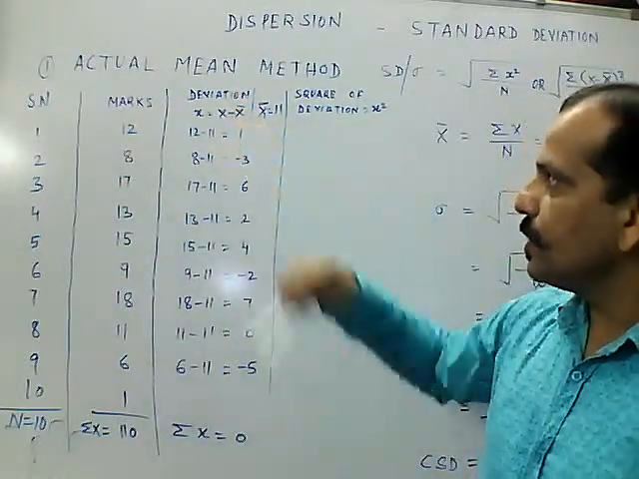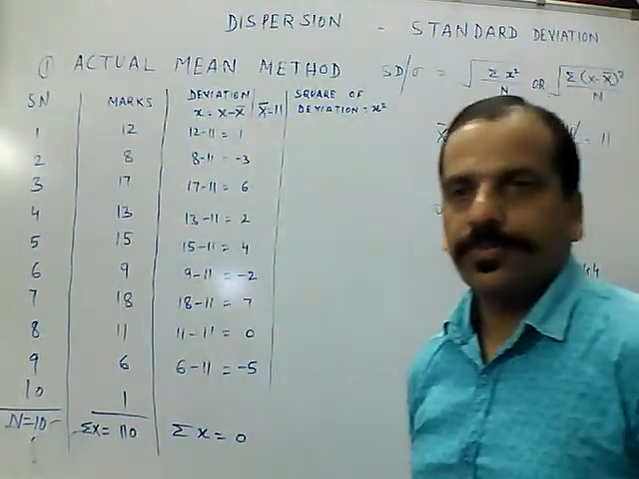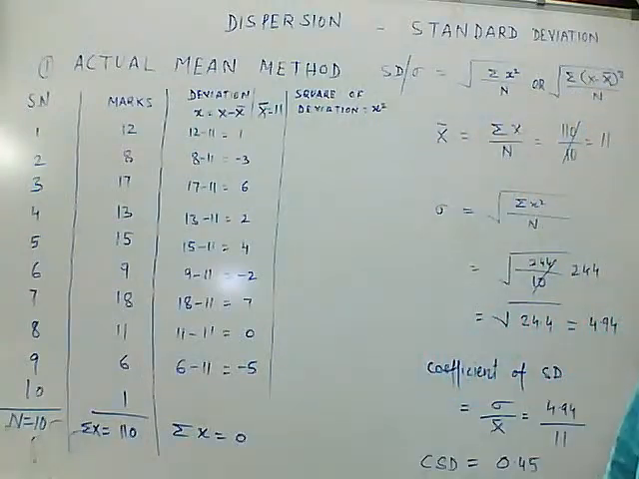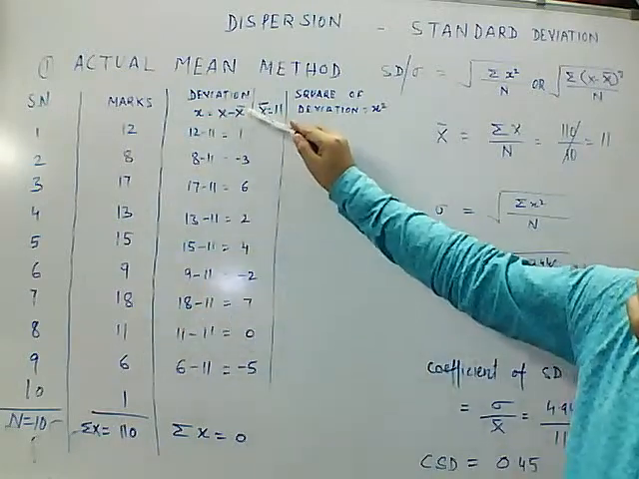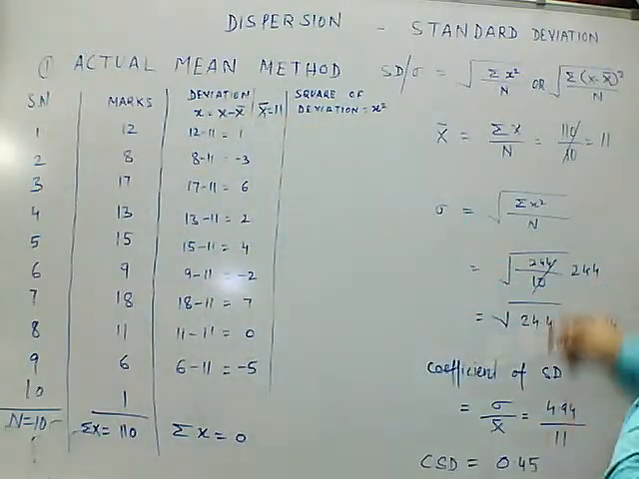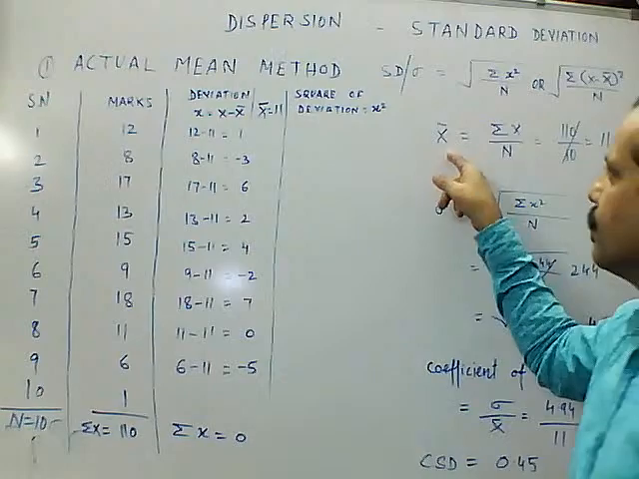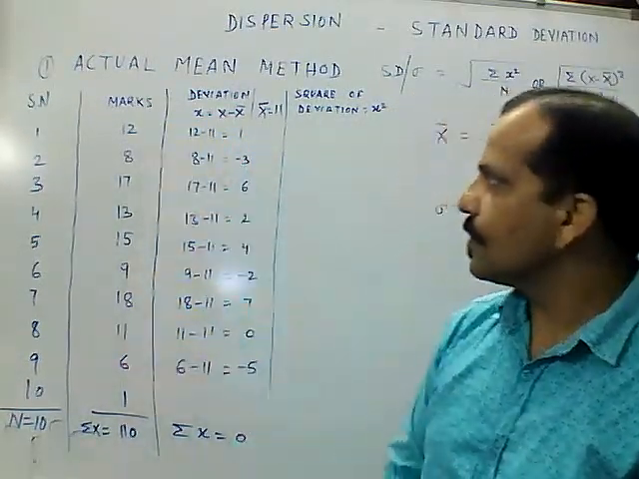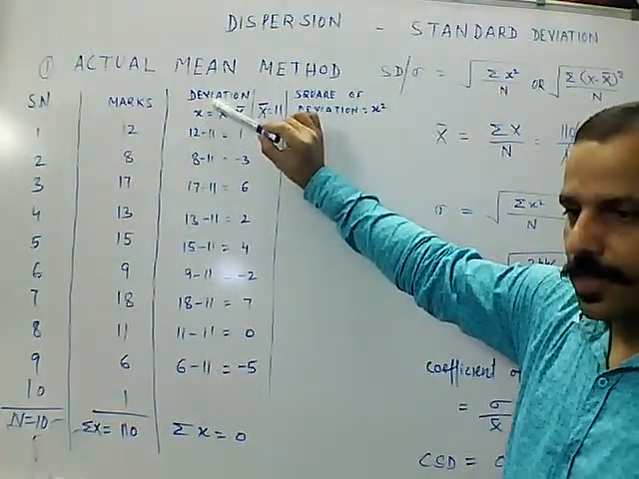So I wrote here small x, small x stands for deviation. And x means the observation minus mean. Mean is 11. I calculated here the value of mean. So mean marks are 11, and this is nothing but your marks. So let us calculate the value of deviation.